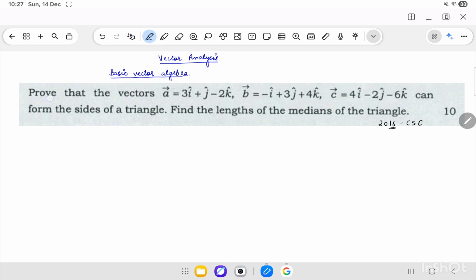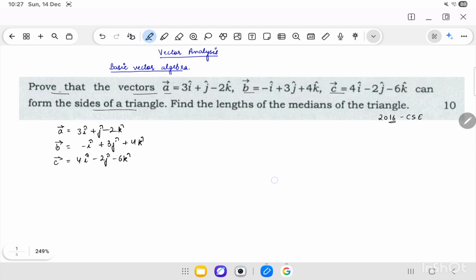Now the question 1 is, prove that the vectors, that is A vector, B vector and C vector, can form sides of a triangle. So we are supposed to show that if A vector is 3i cap plus j cap minus 2k cap and B vector is minus i cap plus 3j cap plus 4k cap and C vector is 4i cap minus 2j cap minus 6k cap, then we are supposed to show that these 3 vectors can form sides of a triangle. That is, using these 3 vectors we can form a triangle.